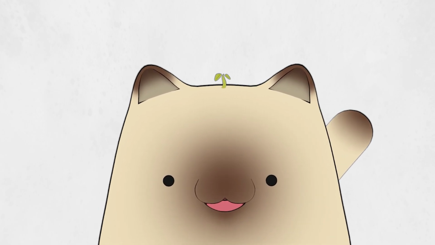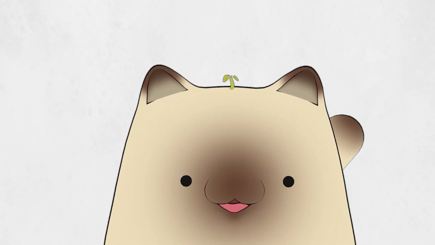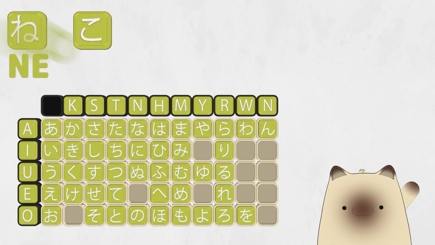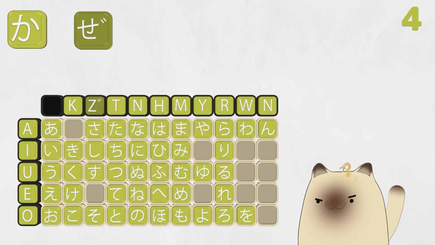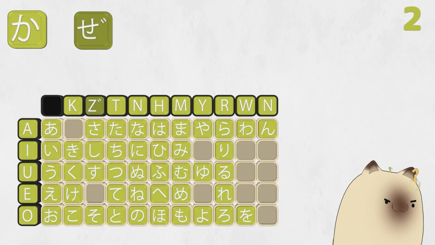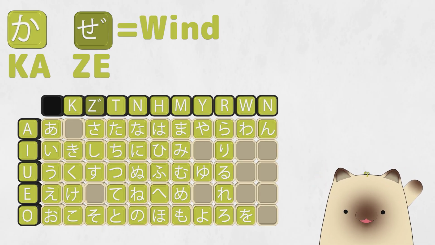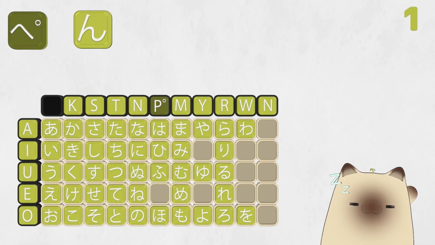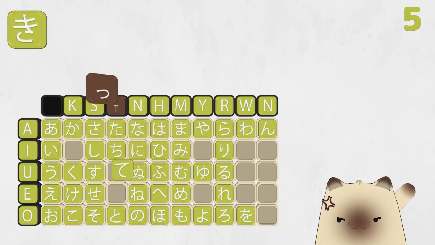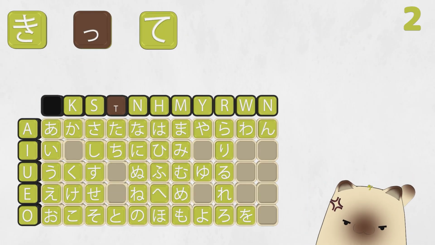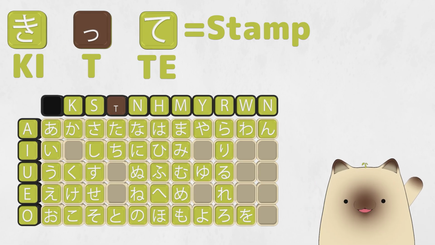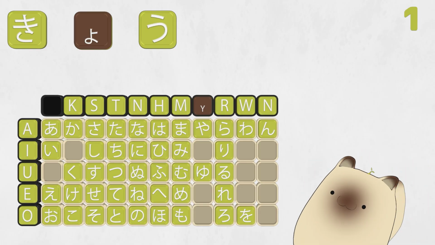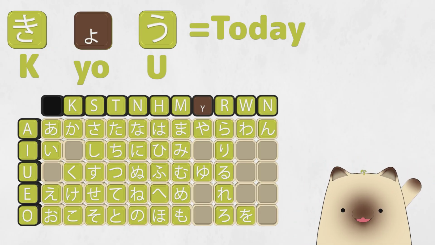I'll show you 5 words and you just try to read them. You can screenshot the Hiragana chart if you need to. This one says neko and it means cat. This one says kaze and it means wind. This one says pen and it just means pen. This one says kitte and it means stamp. This one says kyo and it means today, and that's Hiragana.